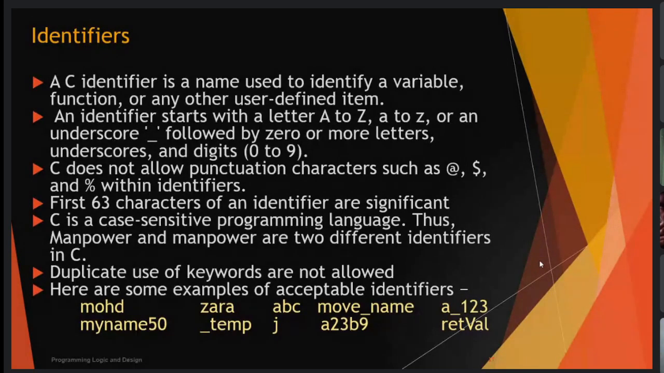So as shown on the example below, kanang naka-yellow, those are examples of acceptable identifiers that you could create. So as you can see, every identifier starts with a letter, or it could also start with an underscore. After a letter, okay, or an underscore, it could be followed by another letter or an underscore, or it could be a number. Okay? So one thing is for sure, dili mag-start ang identifier og number. Okay?